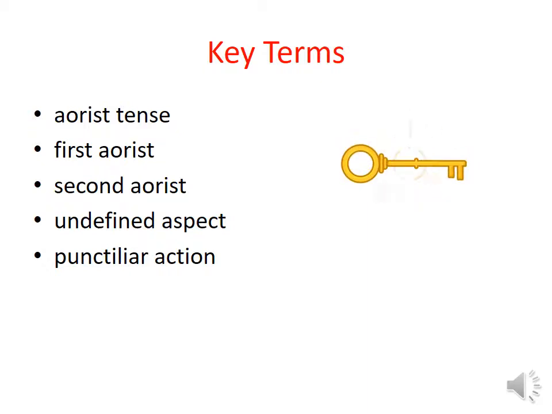Here are our key terms we'll encounter. Aorist tense, you'll see that there are two kinds of aorist, a first aorist and a second aorist. And we'll look at the aspect, which would be undefined for this tense, and then something called punctiliar action. This is just a little extra thing that will be there in the book.